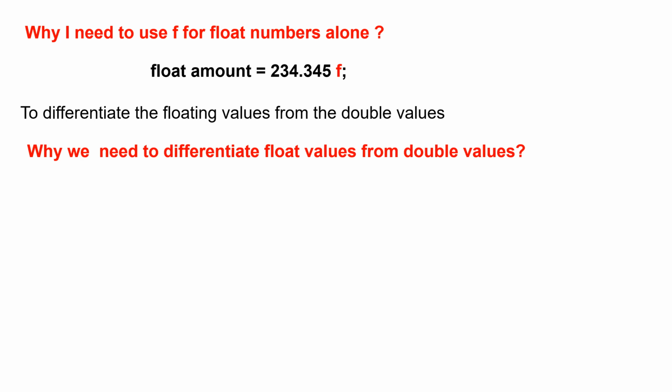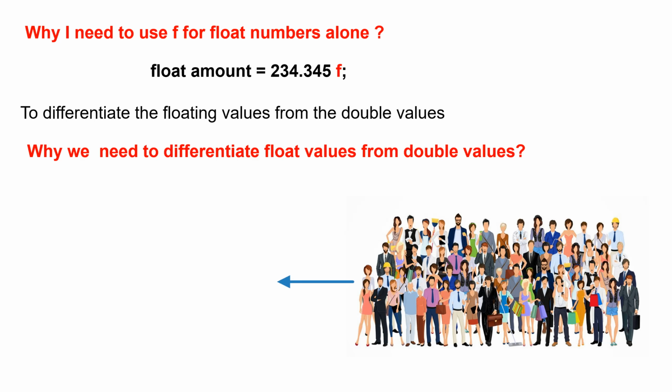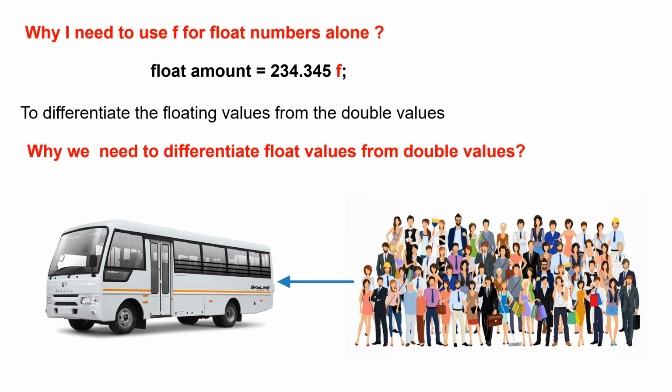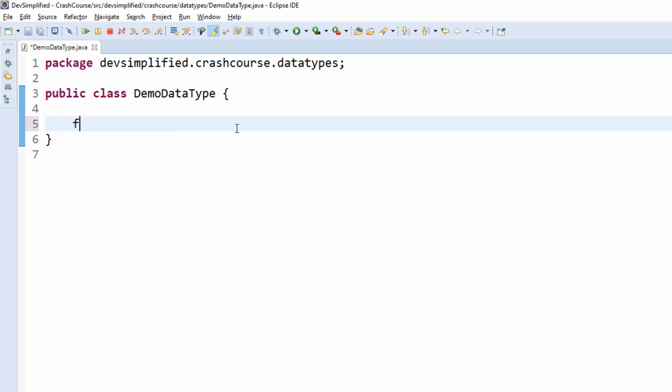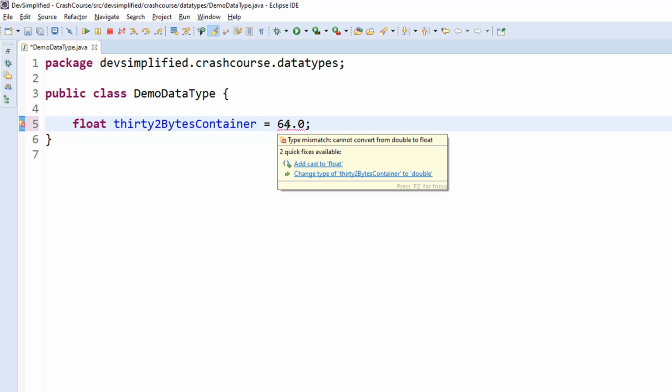Let me explain this concept in a simple scenario. Can we place 64 people in a bus which has capacity of 32 seats? Is it possible for them to travel in it? Definitely not. Exactly the same scenario applies for float and double. Say I'm creating a container which is of 32 bytes of space, whereas when I don't put f in the value, then it becomes 64 bytes. So I cannot afford 64 bytes in a container which has only 32 bytes of space. So it undergoes precision and causes loss of data actually.